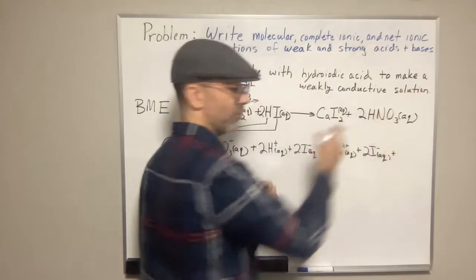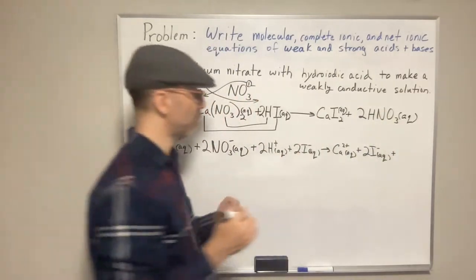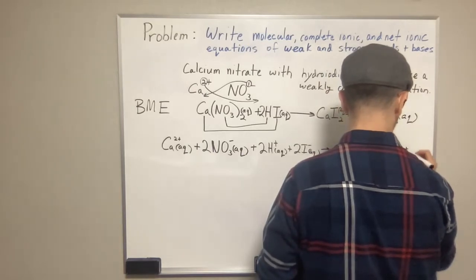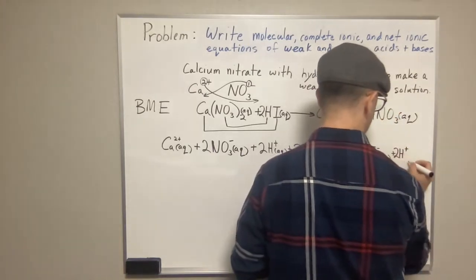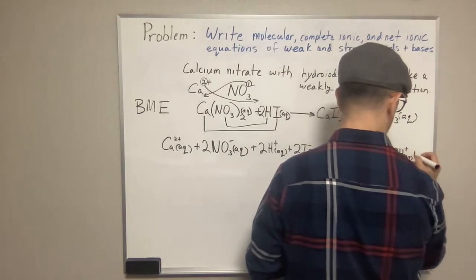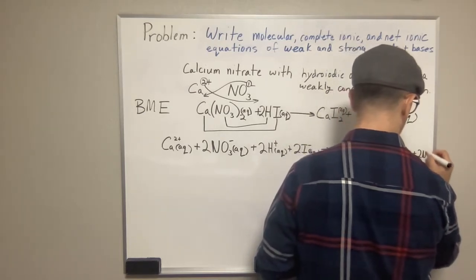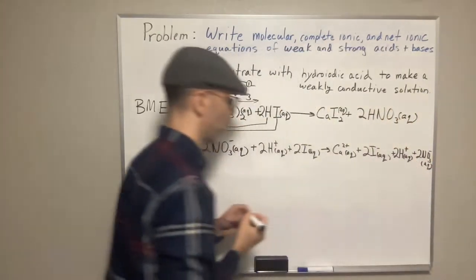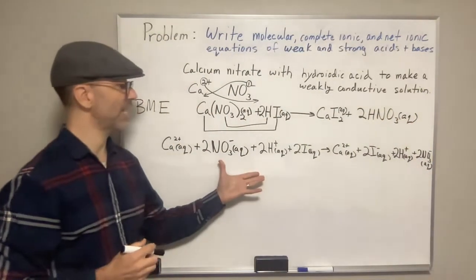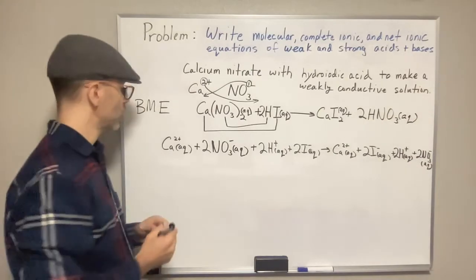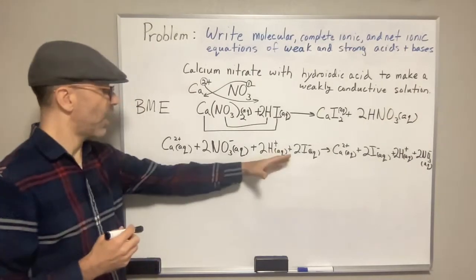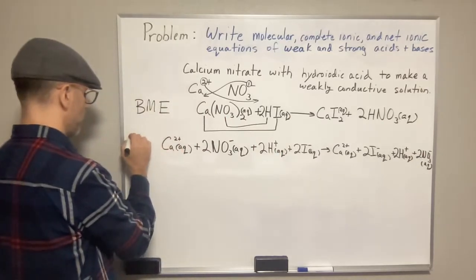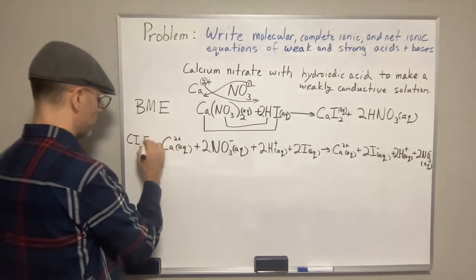Okay, so now this is good. This is a strong acid, so it's going to break completely apart. So now it's going to be H plus, and I have 2 of them, aqueous, and now I have 2NO3 minus aqueous as well. So here's my complete ionic equation. And so now you can see that everything is separated. So we have our complete ionic equation.